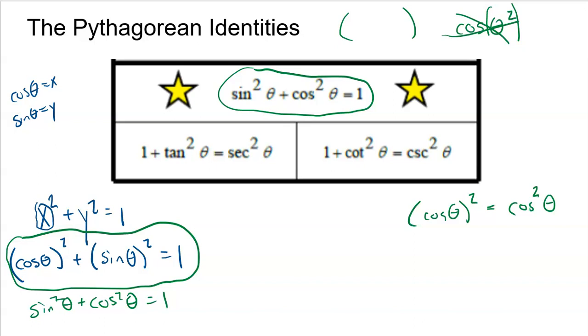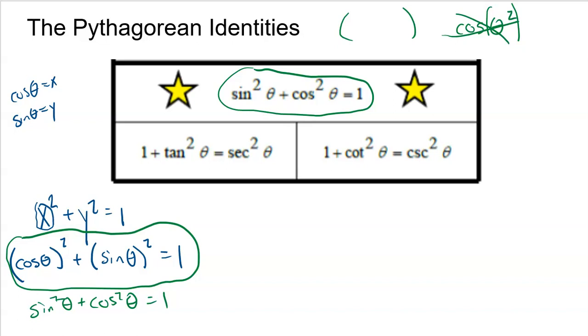Now, it's super important that you understand that these three rules right here, and I'm about to talk about the other two, these three rules only work if it's squared. Like sine cubed plus cosine cubed does not equal 1, right? Sine to the fourth plus cosine to the fourth does not equal 1. They only work for squares, right? It's got to be this or nothing.